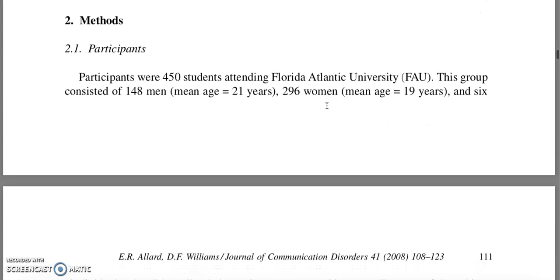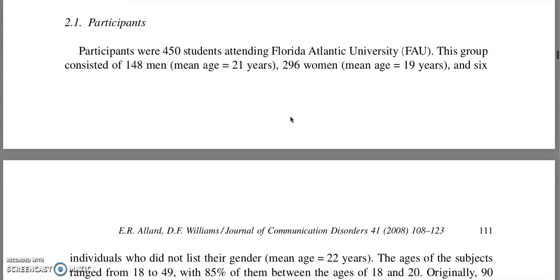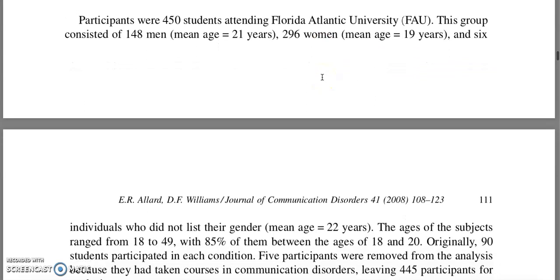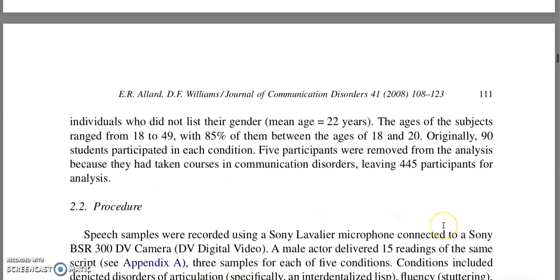So then we get into our methods, which is broken into a few different sections, but obviously the methods are going to tell me about how this study was conducted before we even get to what the results were. So we get participants were 450 students attending FAU. So that is our population that we're looking at. We have 450 adult students. This is 148 men, 296 women, 6 individuals of different genders. And then we see that there are only 445 participants that they're actually analyzing. So that is our sample size.